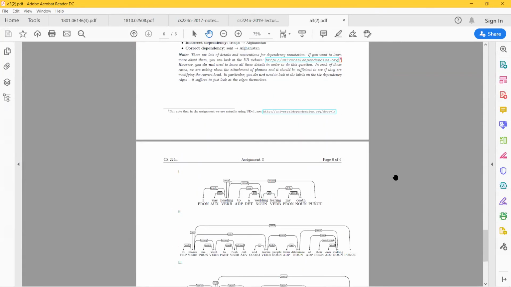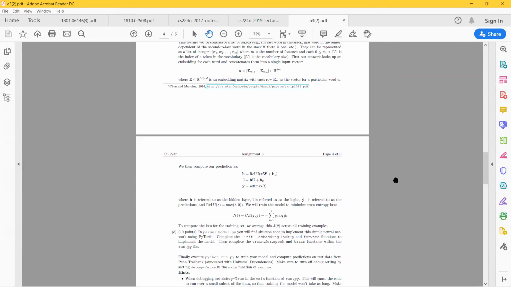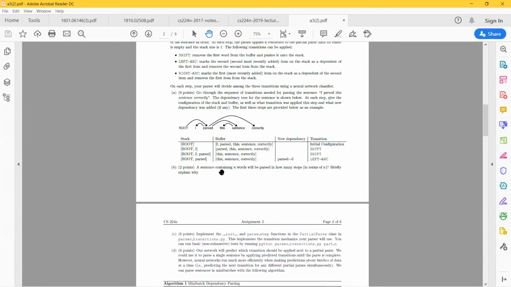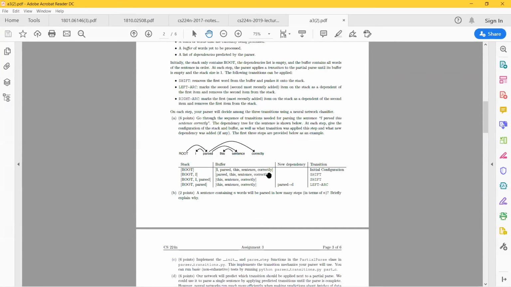But the key thing to remember is that there's a stack and there's a buffer, and as Steve was telling us, there is a set of operations, which they call transitions, which you apply to the stack and the buffer, and that results in building the tree step by step. There are three kinds of operations. One is the shift, where you shift a word from the buffer into the stack.